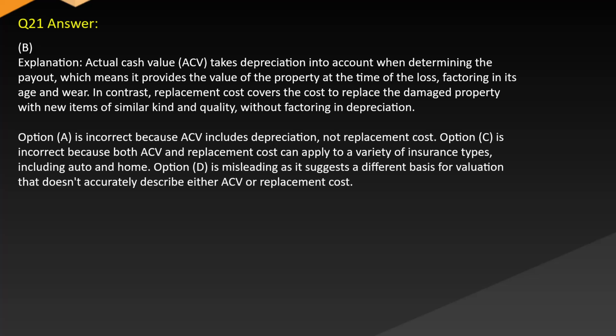Option C is incorrect because both ACV and replacement cost can apply to a variety of insurance types, including auto and home. Option D is misleading as it suggests a different basis for valuation that doesn't accurately describe either ACV or replacement cost.